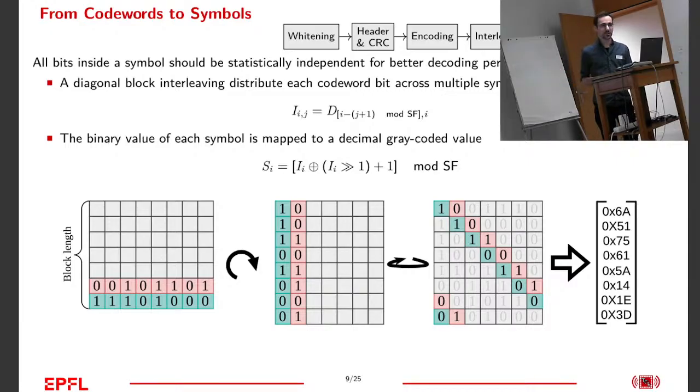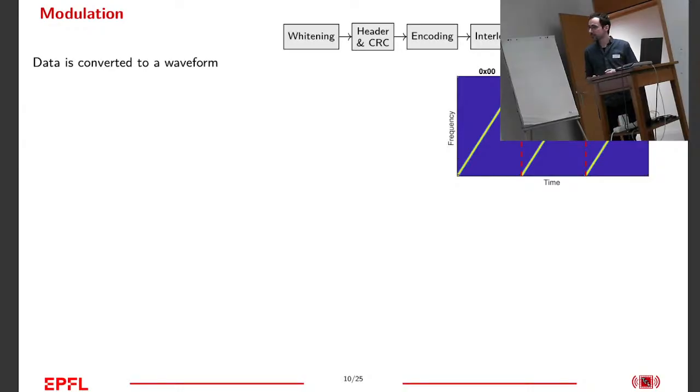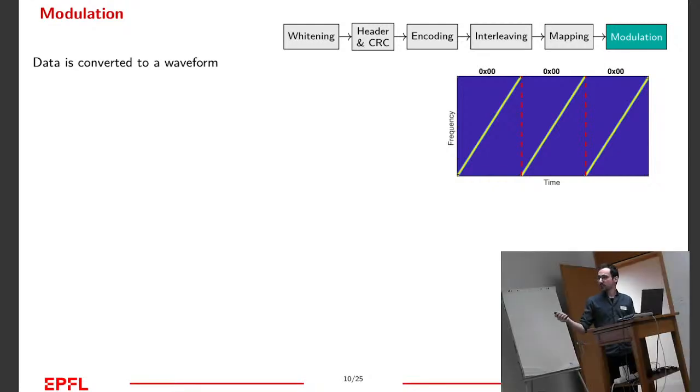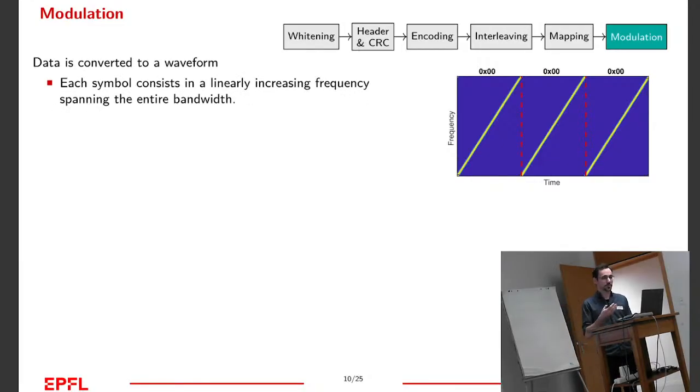Yes, so we get a bunch of values we want to transmit, and now we want to send them over the air, so we need to send some form of signal. And for that, LoRa uses chirps, so chirp spread spectrum. If you look at this, that's a spectrogram, so we have the time and the frequency. Every LoRa symbol, we start at a given frequency and then increase linearly. And that is a bit useless because we just transmit zeros.